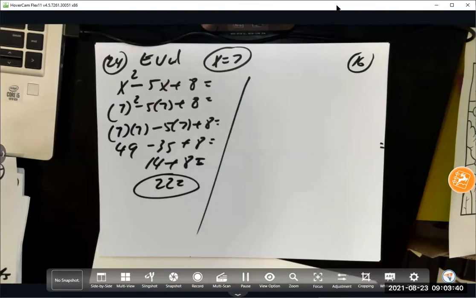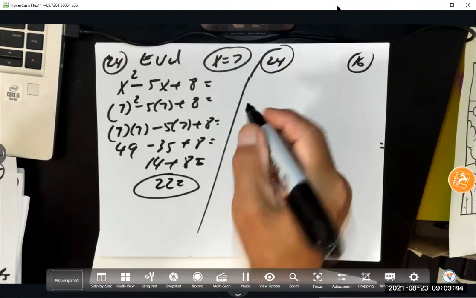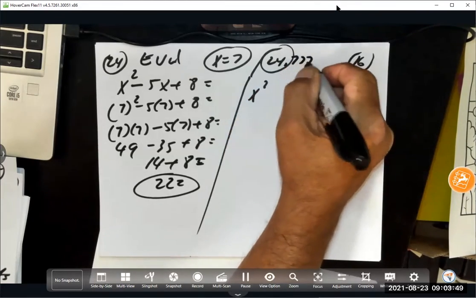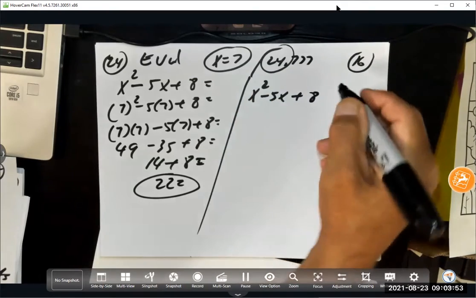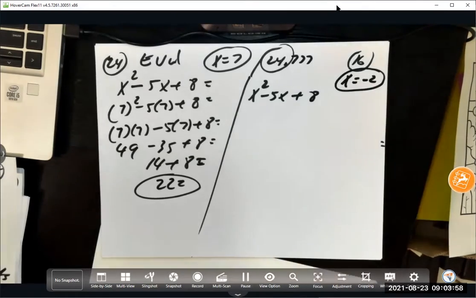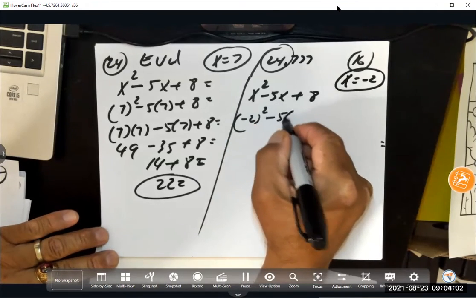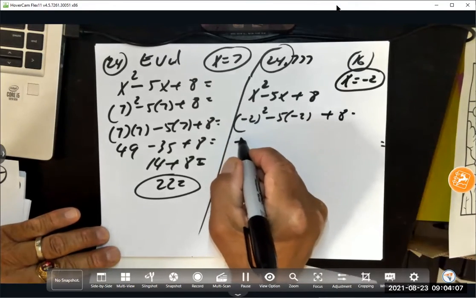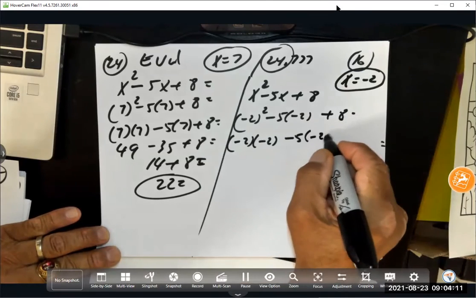So now let me do one more like 24. Let me just change the numbers a little bit, okay? The same problem, I'm just going to change this. X squared minus 5x plus 8. This time x is negative 2. So you still do the same thing. You put negative 2 there. So negative 2 squared means negative 2 times negative 2. And negative 5 times negative 2 plus 8.